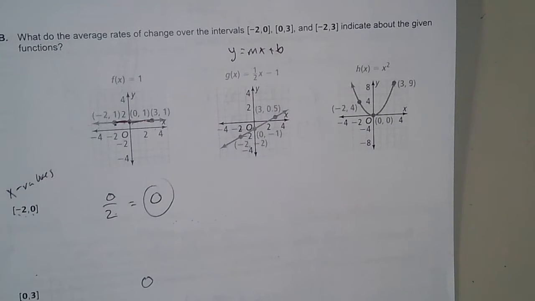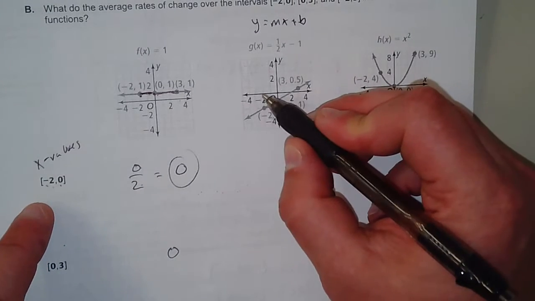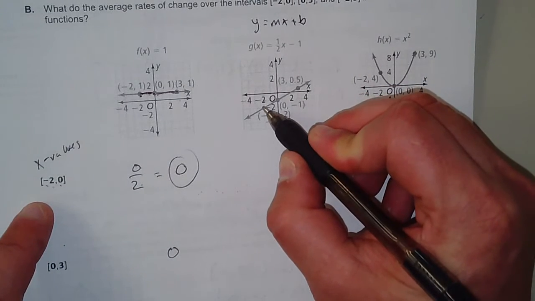So what you're going to notice here is that rate of change is going to stay the same all the time. So let's just look at our interval here. From -2 to 0, what does this graph do? At -2, we're at this point.